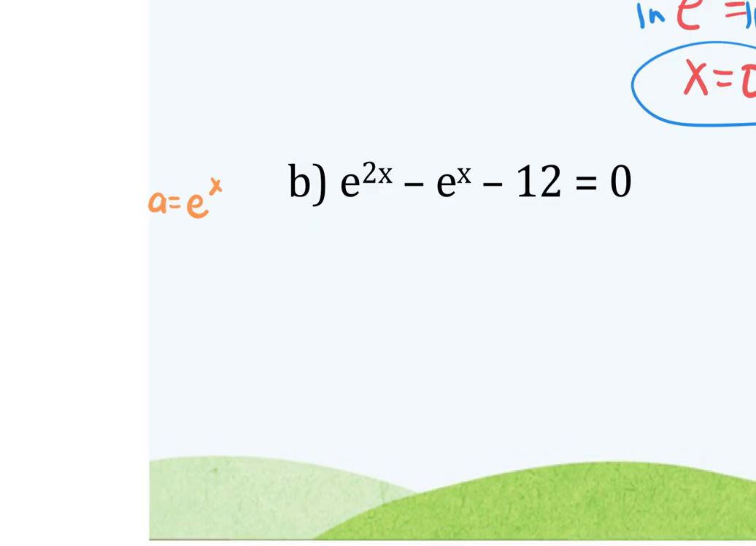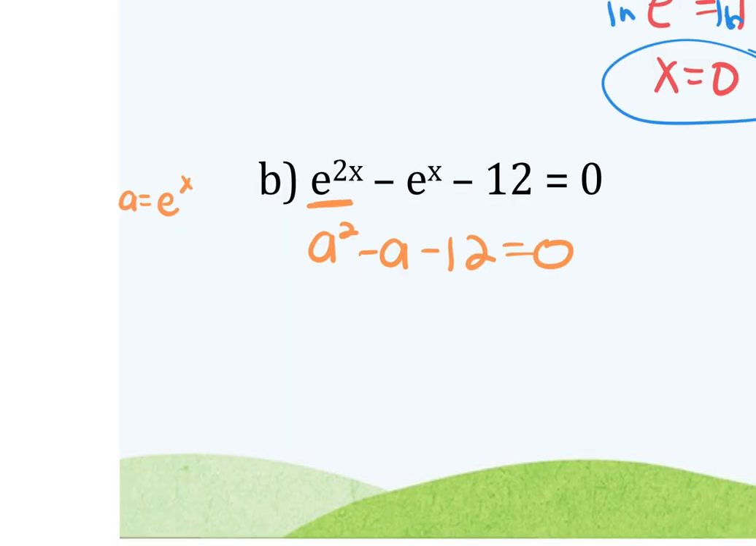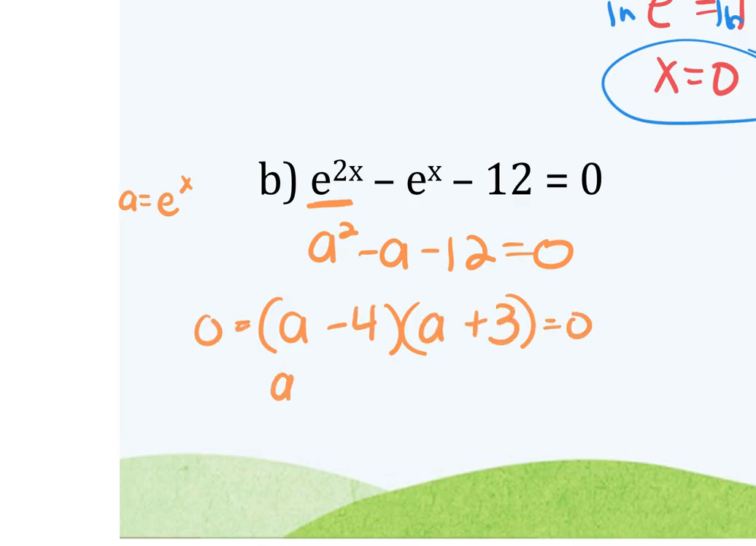And so if I do this, then e to the 2x would be the same thing as e to the x raised to the second, which means this would be a to the second. And e to the x is my a minus 12. And I'd get a statement like this. Is that factorable? Yes. What are the factors of negative 12 that sum to negative 1? Good. Negative 4, positive 3. And then I can split and solve this. And I could get a equals 4. And I could get a equals negative 3.